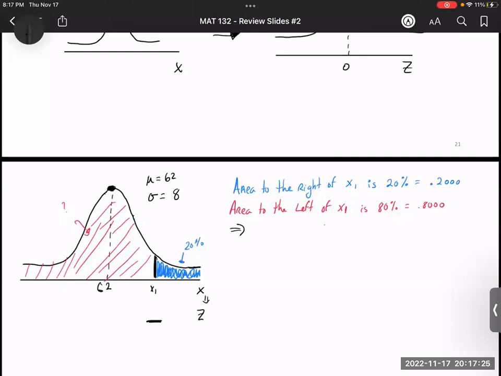The area to the left of x1 is 80%. I first have to figure out what z1 is. The only way I can get z1 is by looking at my z table. I have to find the z value that has an area of 80% to its left. Right, find z1.